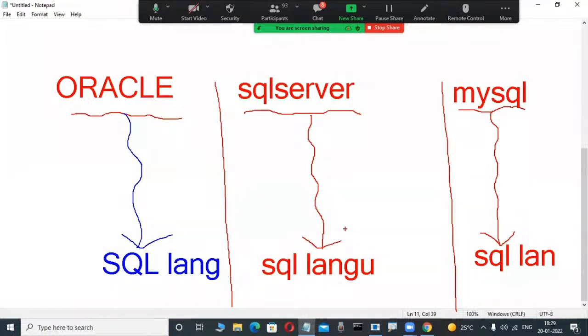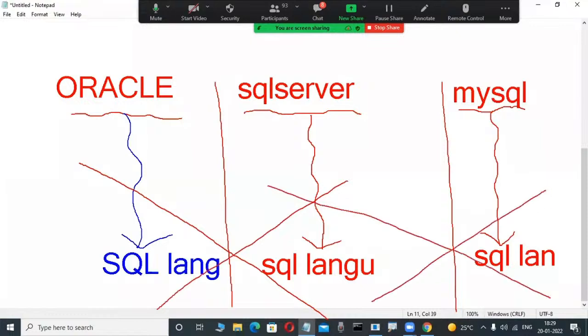Easy. Maybe some technical persons are there in our class, they're telling only. Are these all SQL languages same or different? Very good. In our class, so many fellows are telling the same only. That is 100% wrong. These all SQL languages are different, not same.